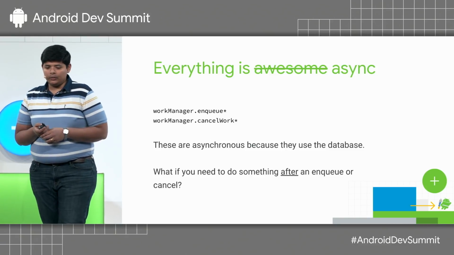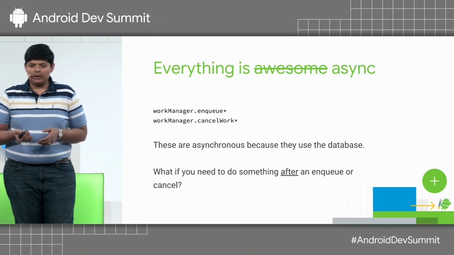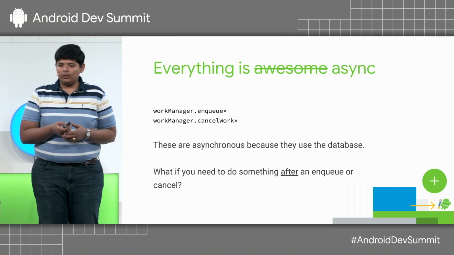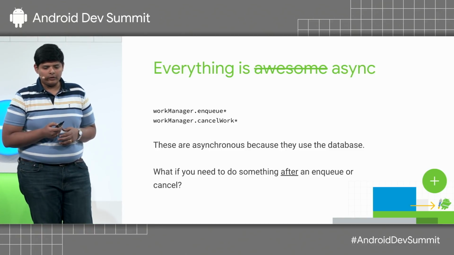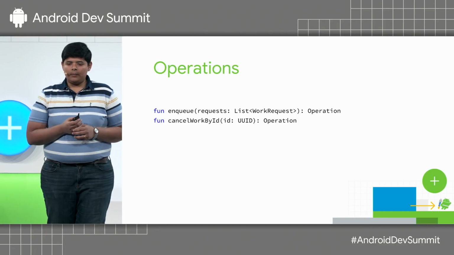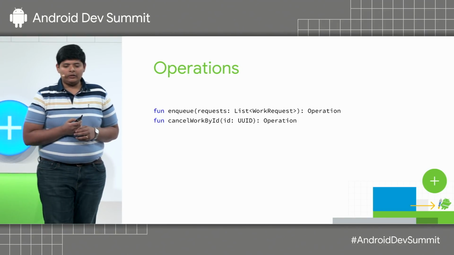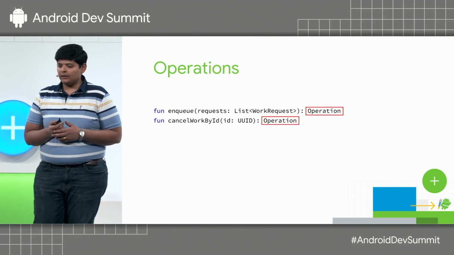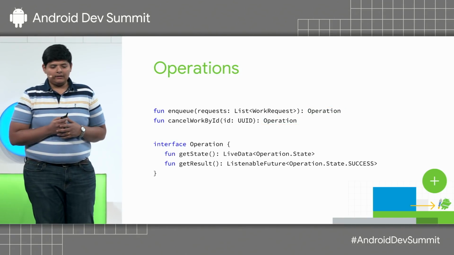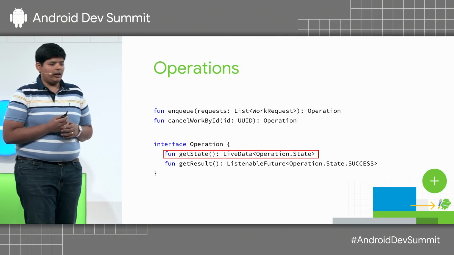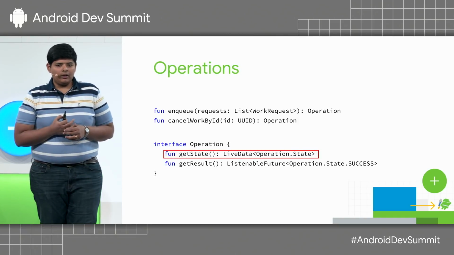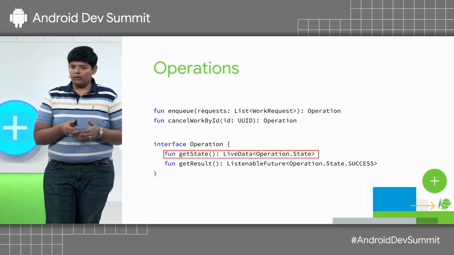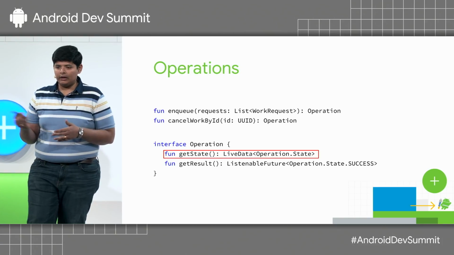What if you actually wanted to do something after the enqueue happened or the cancel happened? So you want to make sure that those operations completed before you do some more stuff. So for that, we've introduced a new API. Now enqueue and cancel actually return a new type called Operation. Operation is a very simple interface. It has two methods. It has a getState API, which returns a LiveData of an Operation.State. If you attach an observer to this LiveData, you will see that the operation transitions from in progress to a success or a failure.